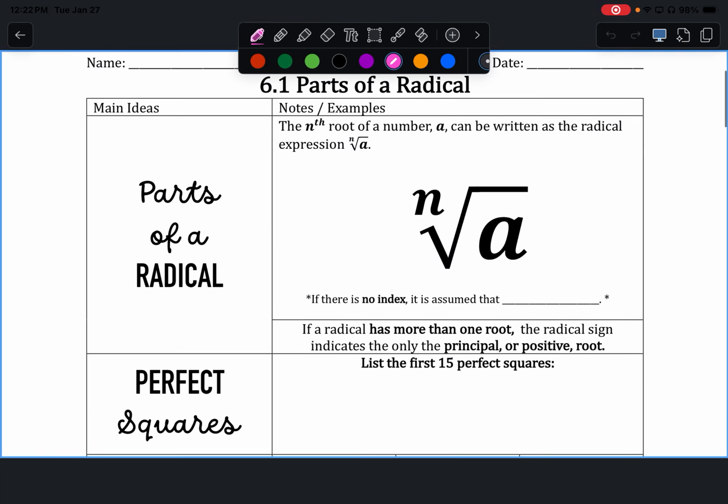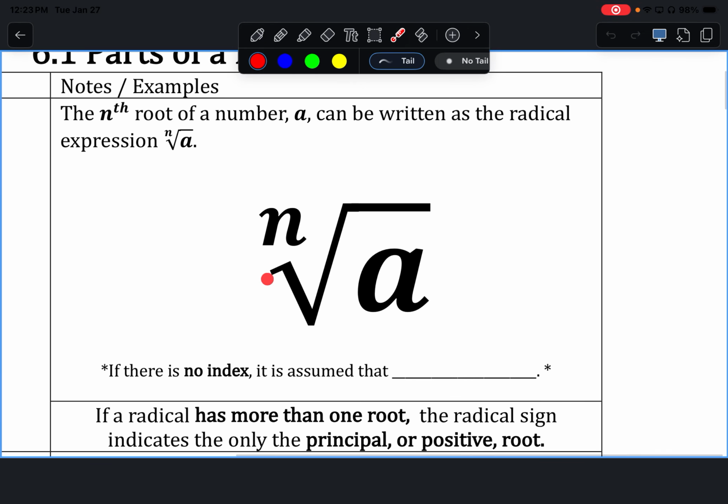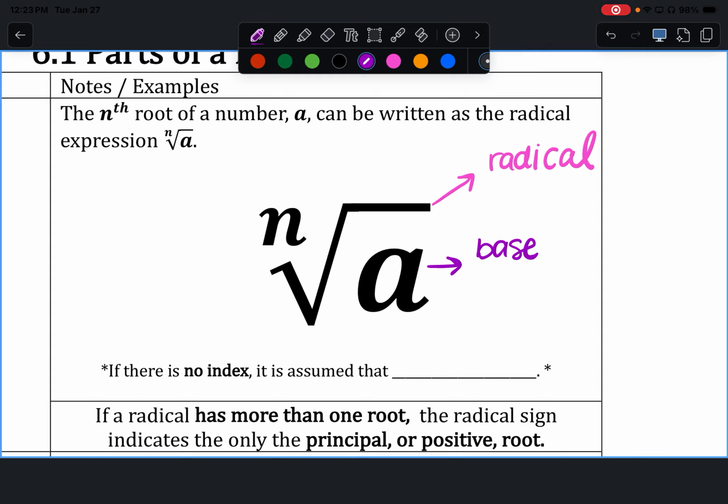So we have the parts of a radical. The nth root of a number a can be written as the radical expression, the nth root of a. When we look at this, the actual radical symbol right there is called a radical. What you are taking the root of, the a, is our base, just like with an exponent. You can also refer to that as a radicand.